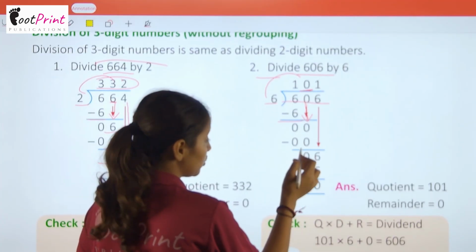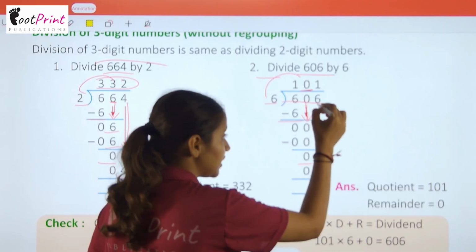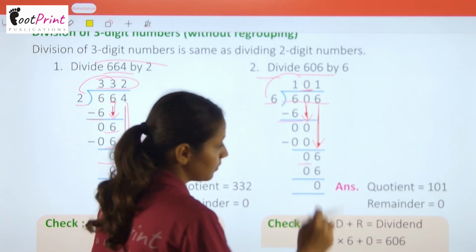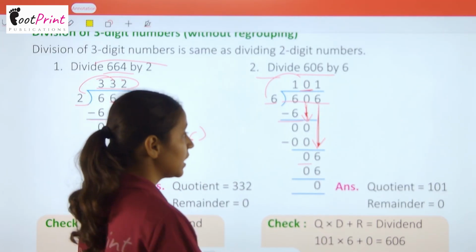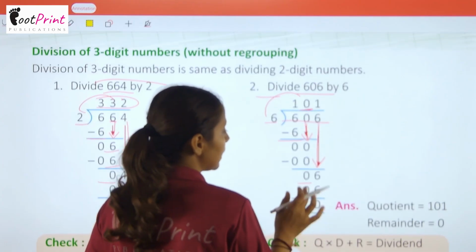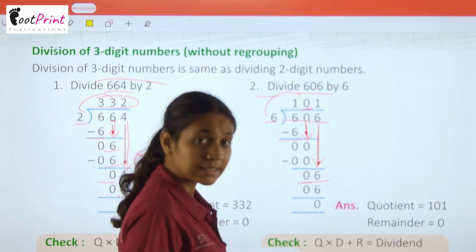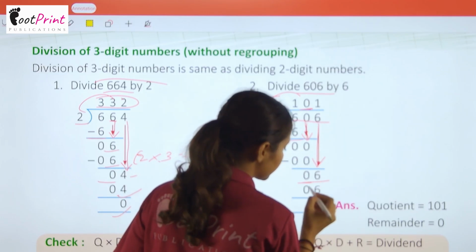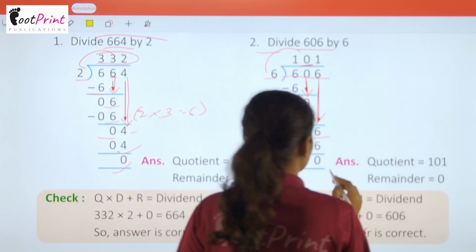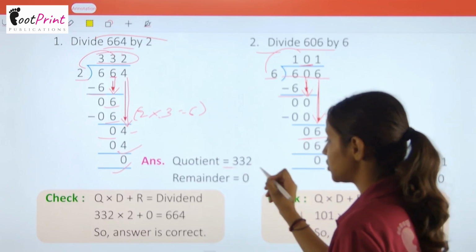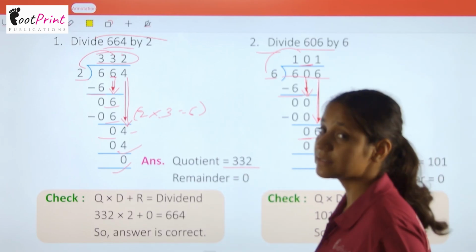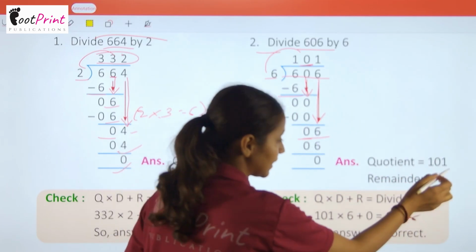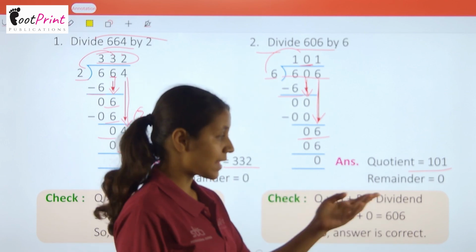Okay, now 0 minus 0 is 0 again. Now this 6 will be placed here. Okay, we will bring this 6 to here. Now 6 के टेबल में 6 कितने टाइम पे आता है? फर्स्ट टाइम पे. 6 ones are 6. So that is 6 minus 6 is 0. So in this question, as a quotient, we are getting 332 and remainder 0. And in this question, we are getting quotient 101 and the remainder 0.